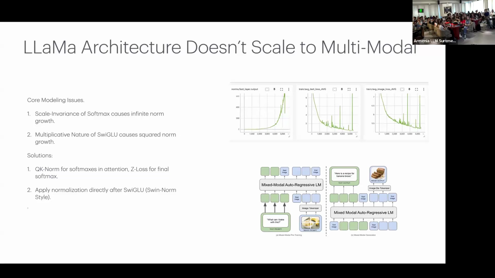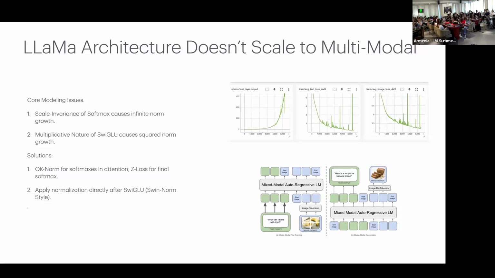Mathematically, the models, because of this, don't actually care in what range they operate at. So we needed to figure that out. That was the very first problem that we had. And the second problem is that if you're really not careful about SwiGLU, because you're multiplying two unbounded functions together, you can get this type of squared norm growth. And this was also a very big problem.